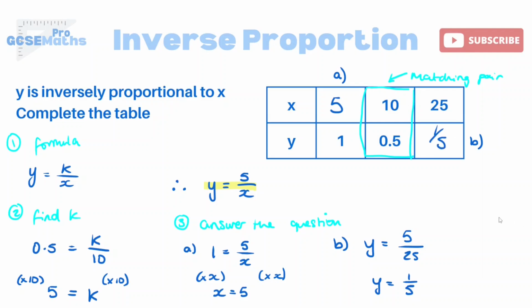And there we go. So if you have seen the first video on direct proportion, you can see it's exactly the same steps. The only difference is we've got a different formula to start with, isn't it? Otherwise, still write down the correct formula, find k, answer the question. Okay, very repetitive.